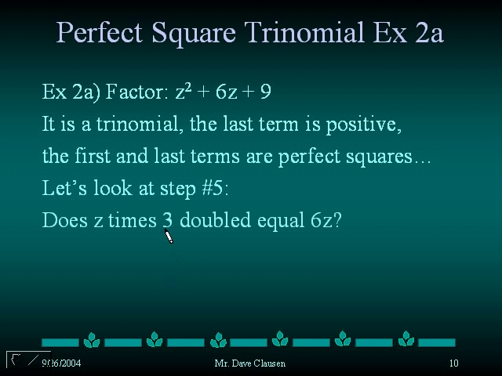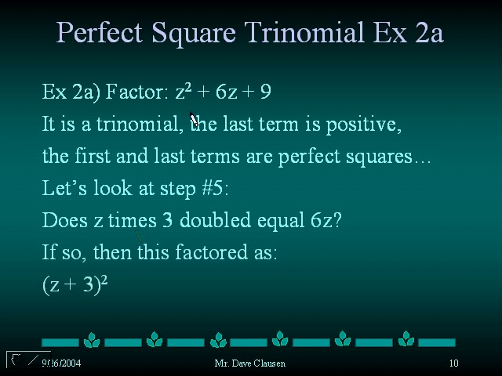So yes, 3z, the square roots of the first and last terms multiplied and doubled, does give us that middle term. So we factor it as the square root of the first term, the square root of the last term, and the sign of the middle term. So z squared plus 6z plus 9 factors as z plus 3 quantity squared.